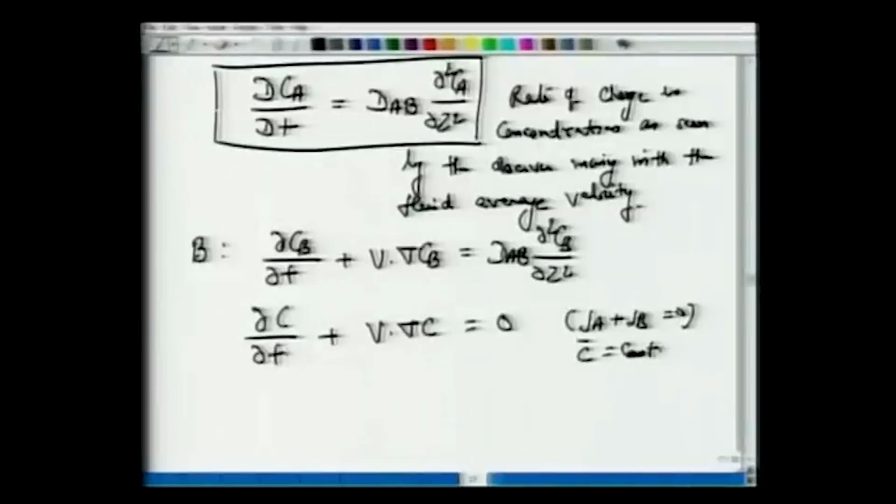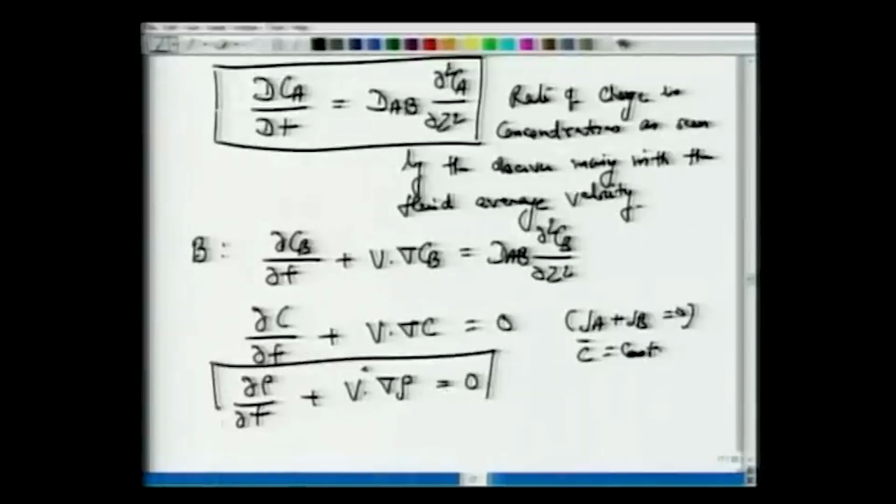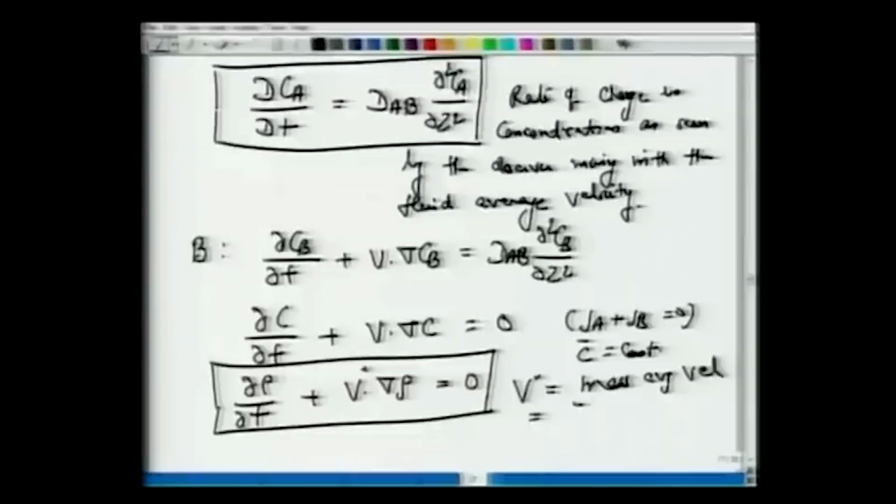If we write in terms of mass average mass concentrations, we can write the same equation: del rho over del t plus v dot del rho equal to 0, where we can substitute v with v star, where v star is the mass average velocity, defined very similarly to how we define v bar for the molar average velocity. This would be rho A vA plus rho B vB over rho A plus rho B. And this equation is the well known continuity equation.